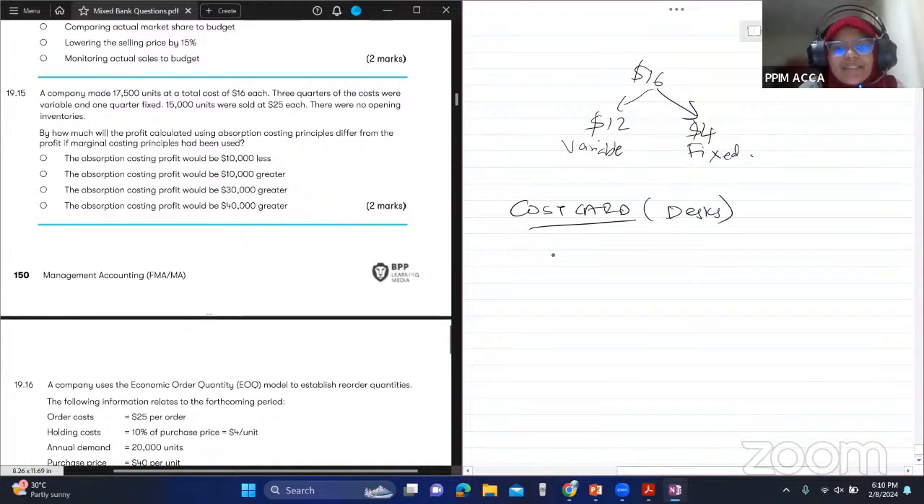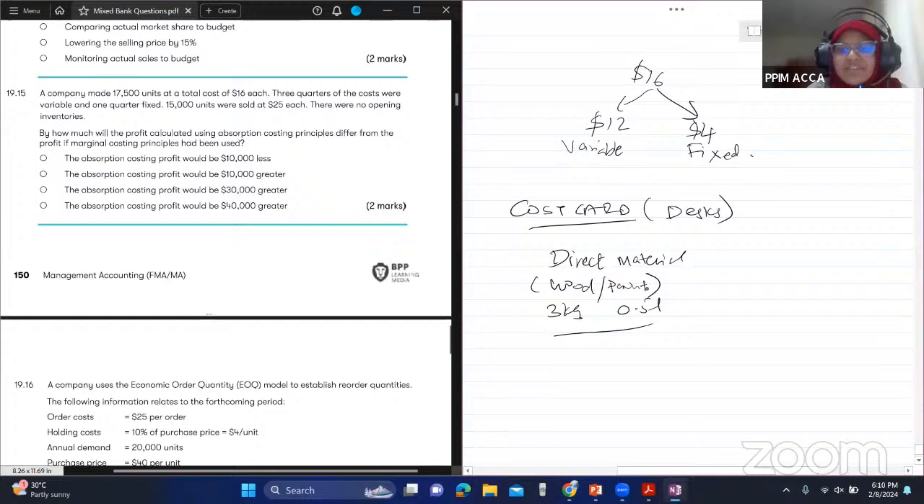The first and most straightforward cost is direct material. Direct material for a disc may be something like wood and paint. Let's say for one disc we are using 3 kilos of wood and 0.5 liters of paint. Together, let's say it costs us $30. That's the cost of direct material.